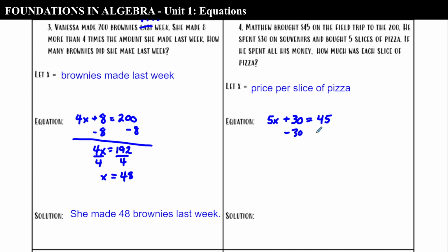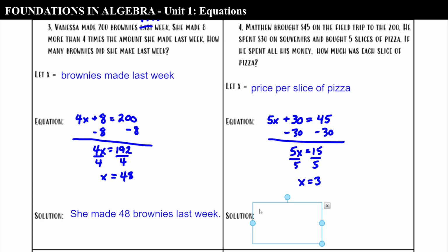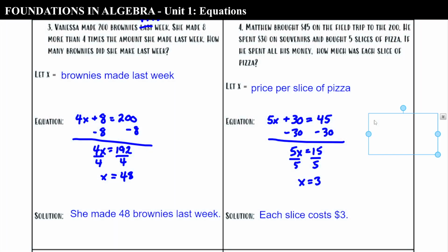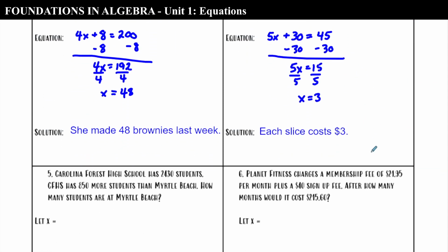So we're going to subtract 30 from each side. That gives us 5x equals 15. And then we're going to divide each side by 5. And so x equals 3. But remember, we're not done here. Because x equals 3, great. What does that mean? We're doing a word problem. We need context. So each slice costs $3. Again, your word solution does not have to be long, just enough to give us context.